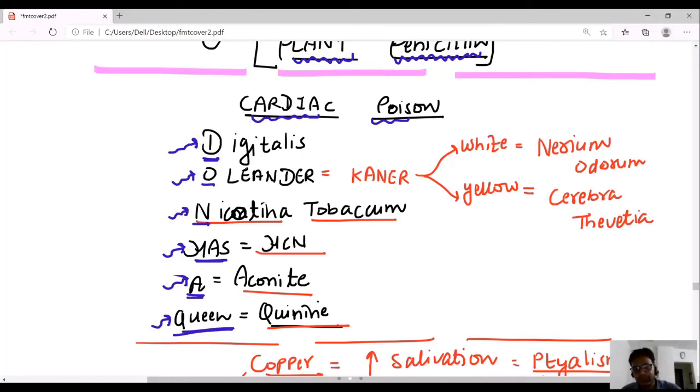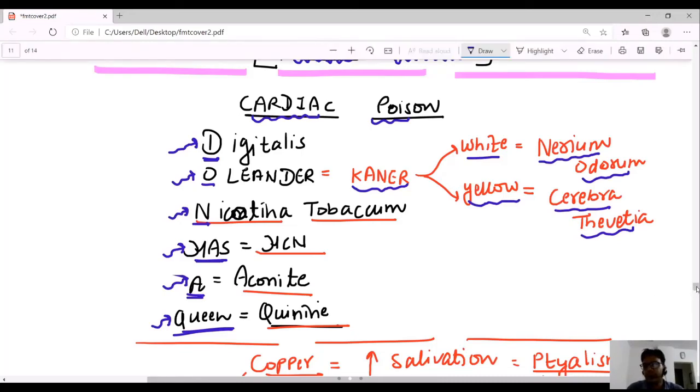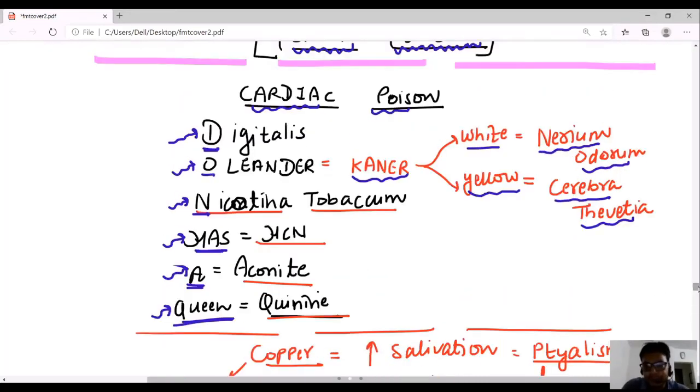Sir, oleander, in Hindi, is known as kaner. It is of two types, white oleander and yellow oleander. White oleander is known as Nerium odorum and yellow oleander is known as Cerbera thevetia.